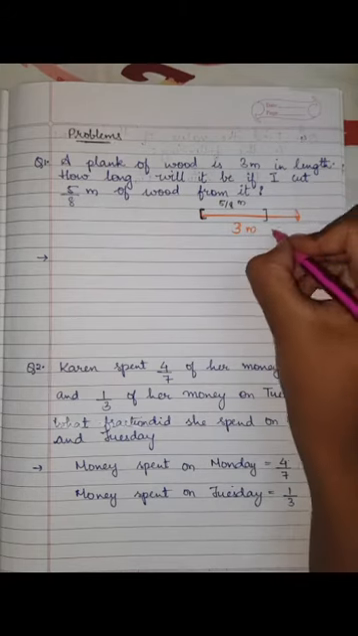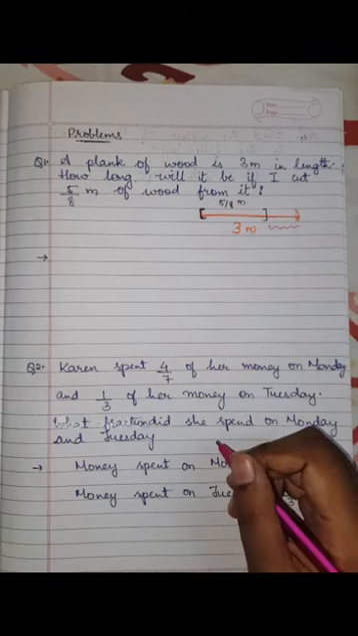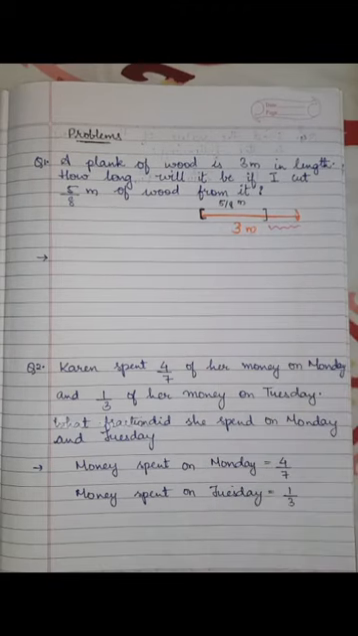I'll be left only with this part of the plank of wood if I cut 5 by 8 out of the 3 meters. So what have I done? Out of the total, I have taken out 5 by 8. Isn't this the same as a subtraction problem? Because out of the total, when you give away, if you have 3 chocolates, you give away 2, how many are left with you? You subtract. 3 minus 2 is 1. So you had 3, you gave away 2, you're left with 1.